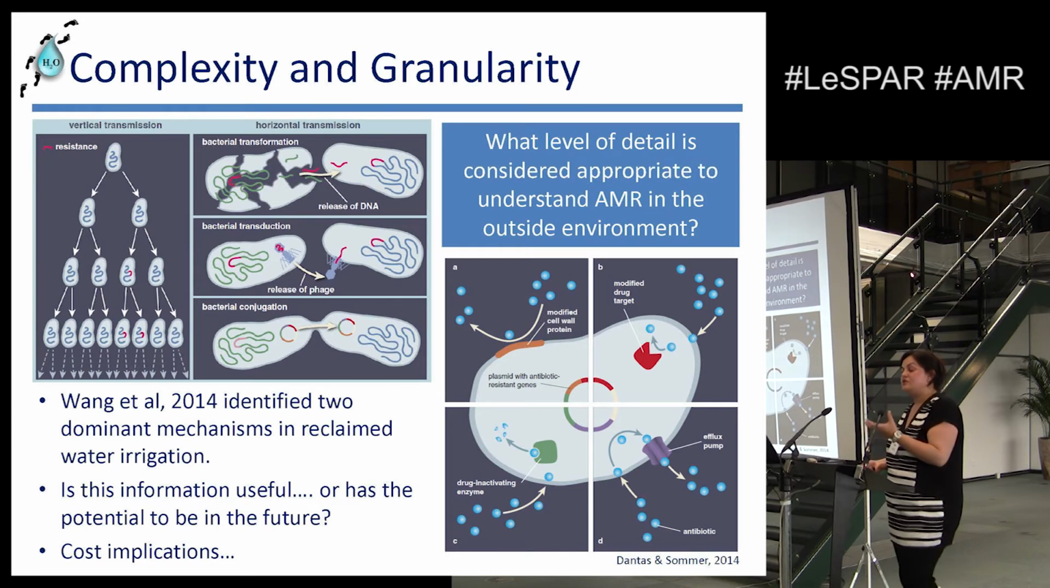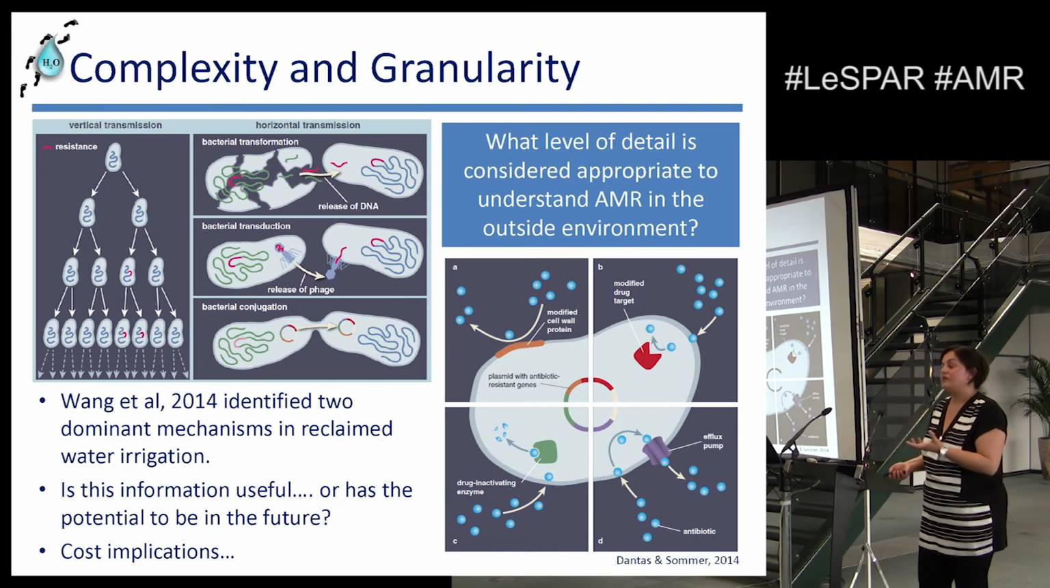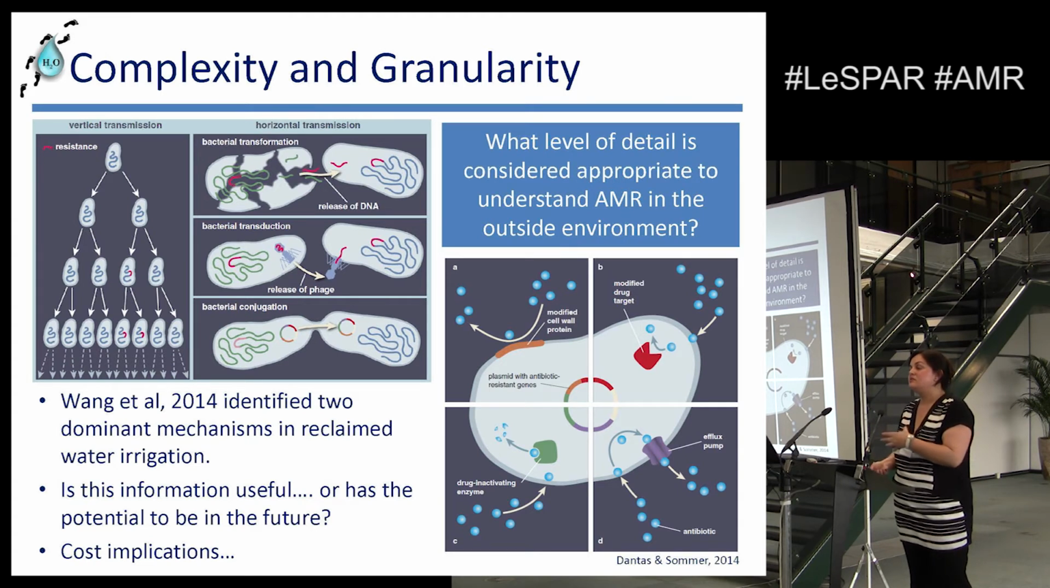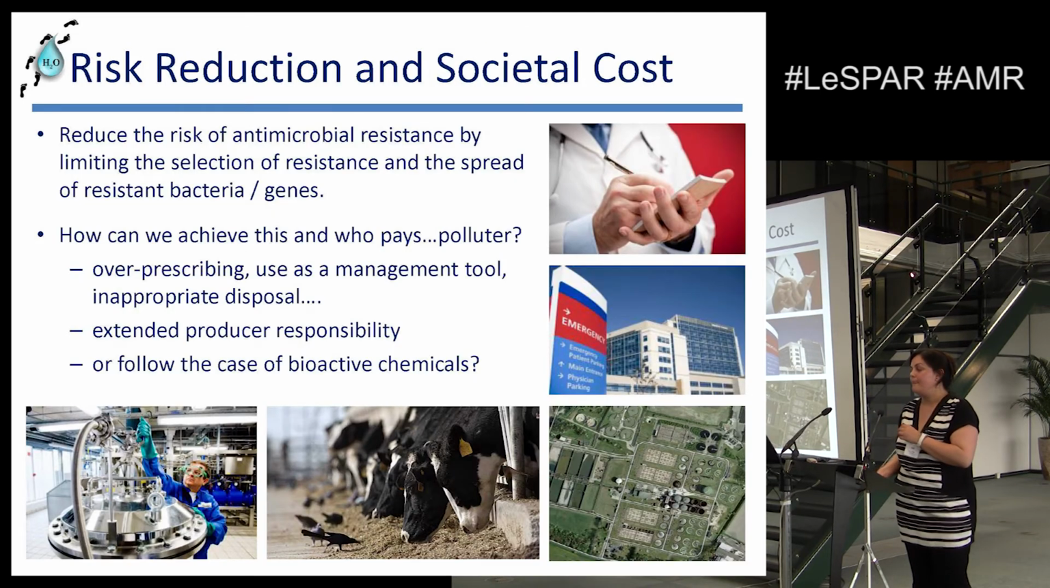Wang, for instance, identified 2 dominant mechanisms in the reclaimed water irrigation. So is this information useful? Does it have the potential to be useful? But there are cost implications. The more you look and search and analyse for things, the more the cost is going to be. So to reduce the risk of antimicrobial resistance, you need to limit the selection of resistance and the spread of those resistant bacteria and those genes.